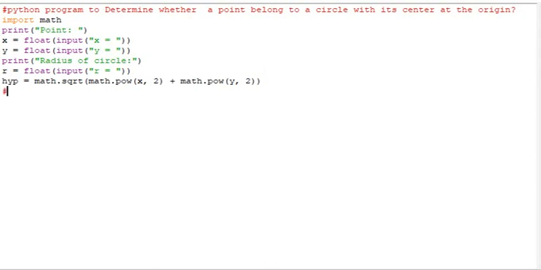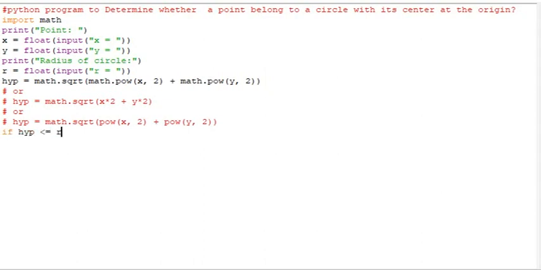Then we now compare the hypotenuse with the radius. If it's less than or equal to the radius, that means you should print out the point belongs to the circle. Else, if the hypotenuse is not less than or equal to the radius, that means the point does not belong to the circle.